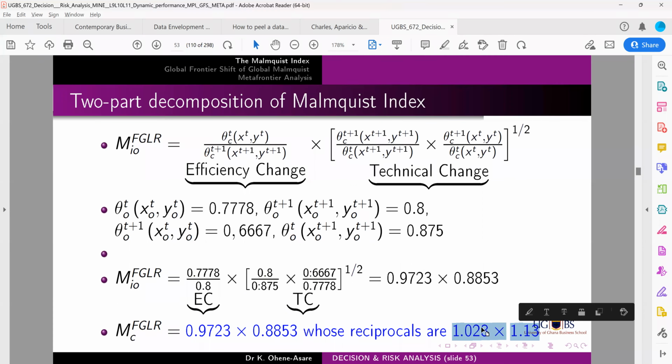Who can interpret the 1.028 for me? I hope you can all unmute yourself, right? Are you able to unmute yourself?